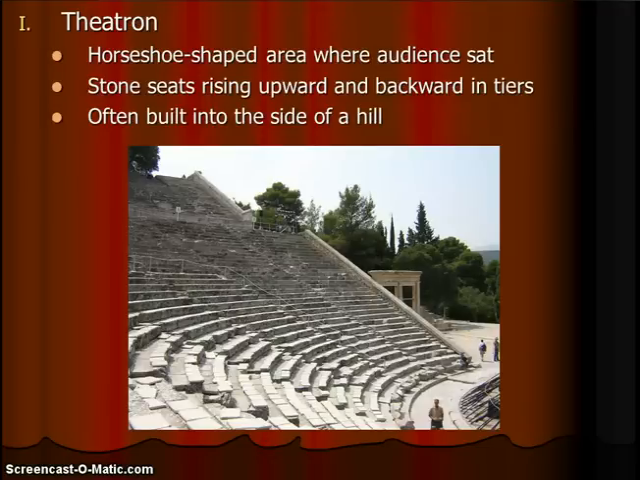The theatron itself, then, is a horseshoe-shaped area where the audience sat. The stone seats were rising upward and backward in tiers, and it was often built into the side of a hill. It's very similar to today's stadium seating, where it's raised in tiers. There's not individual seats except for the stone thrones that are down on the front, and it's built into the side of a hill. They use the natural outcropping to help build this.